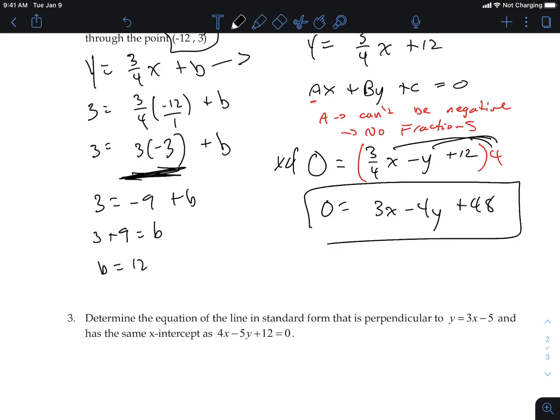Okay, let's do the last one. Last one's interesting. These are great thinking questions, and they're great at pulling concepts together, and that's what that assignment's going to do for you.